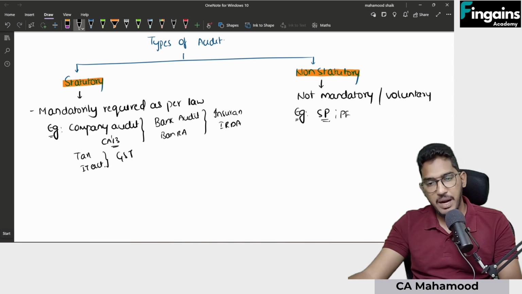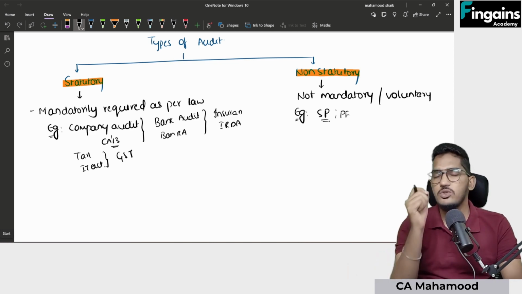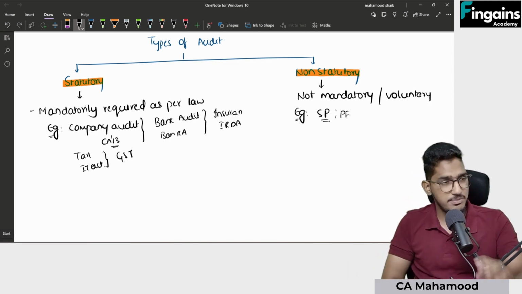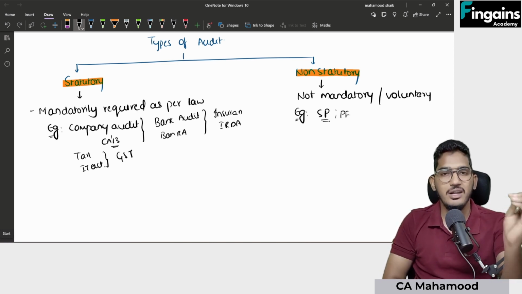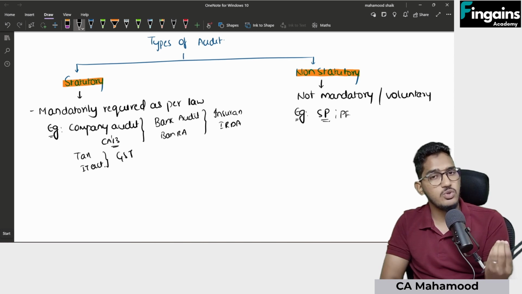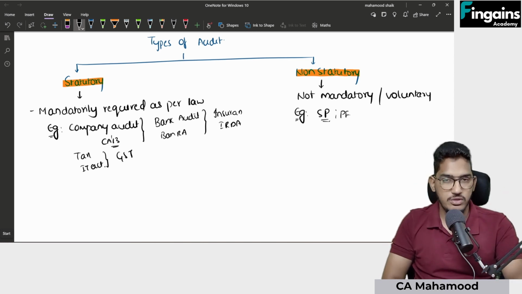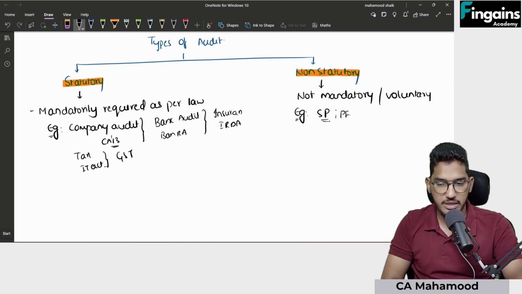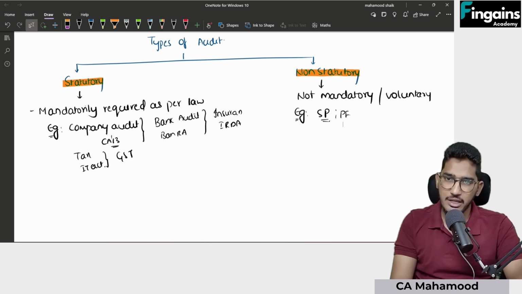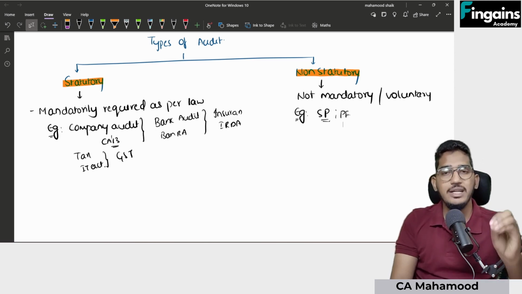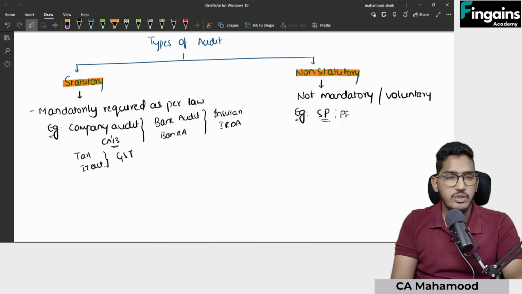Or even the audit of a partnership firm. A partnership firm is also not required to undergo any mandatory audit as per any law, but if the partnership firm goes to the auditor voluntarily and asks him to verify its accounts, that is also a non-statutory audit. Clear, everybody? So this is the first point of difference. If any audit is required mandatorily as per law, we call it a statutory audit. If an audit is not mandatorily required under law and the client is voluntarily getting his accounts audited, then we call it a non-statutory audit. Clear, everybody?